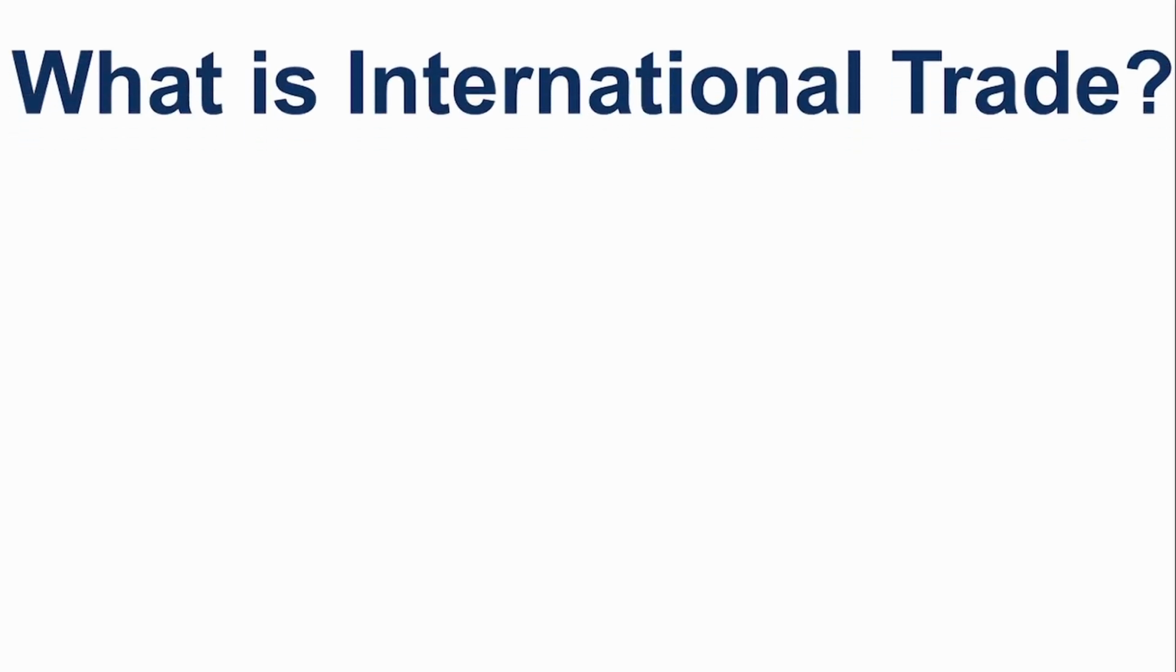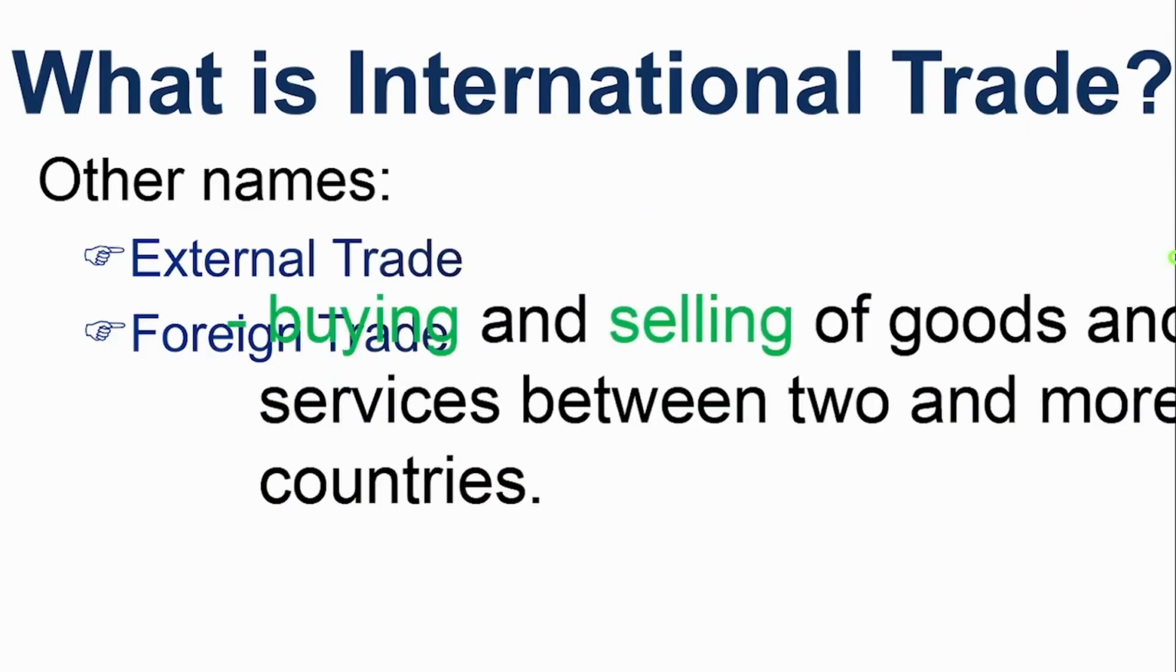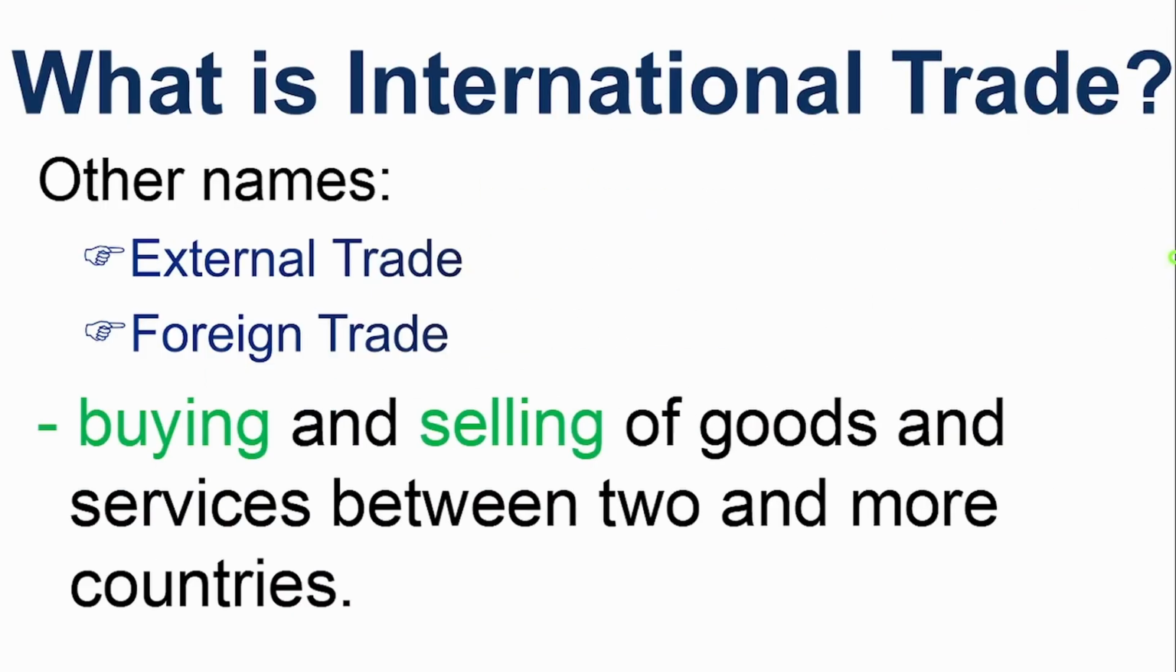What is international trade? Before we answer that, international trade is also known as external trade or foreign trade. So if you're asked what is the other name for international trade, there is external trade and foreign trade, any of those. Now the definition that we'll go by in this lesson is: international trade is the buying and selling of goods and services between two or more countries.